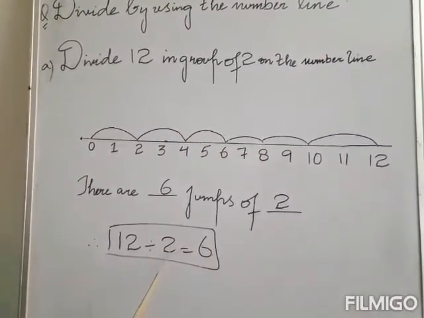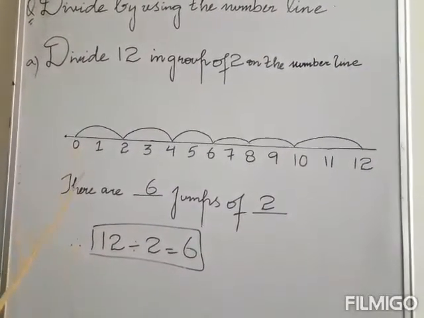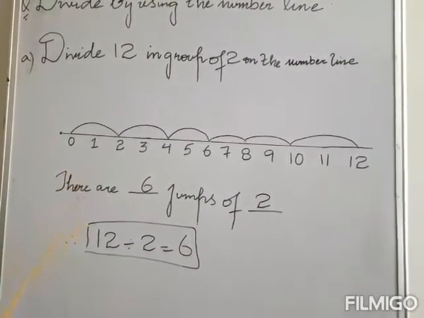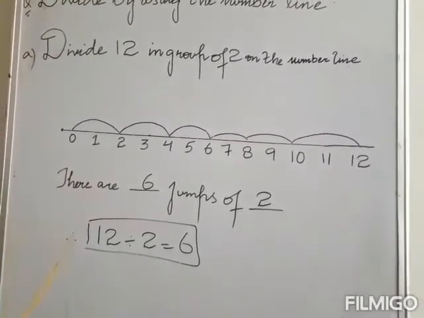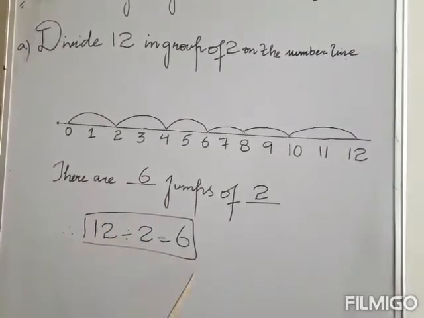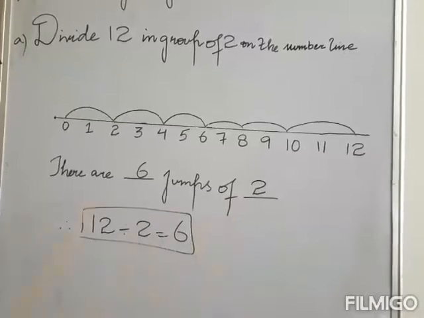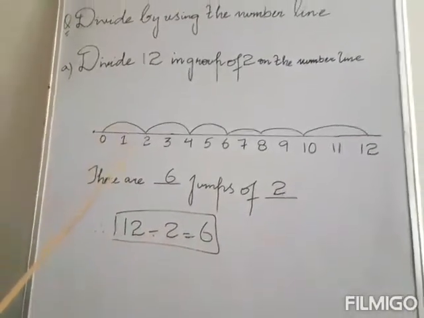Read the table of 2. 2 ones are 2. 2 twos are 4. 2 threes are 6. 2 fours are 8. 2 fives are 10. 2 sixes are 12. So, 2 sixes are 12, and our answer is 6. That means there are 6 jumps of 2.